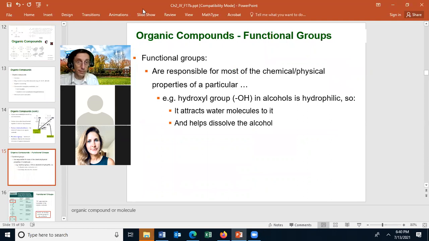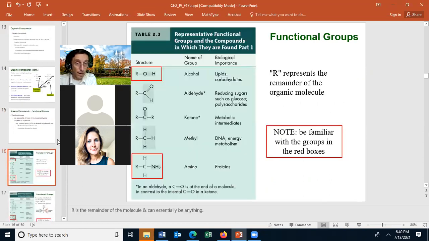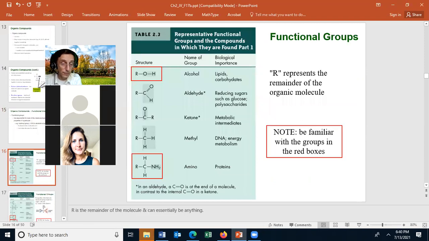The functional groups are responsible for most of the chemical and physical properties of a particular organic compound or molecule. I talked about that. Let's talk about the important functional groups in the biological molecules. OH we already talked about. That is seen in alcohols, but it's also found in carbohydrates, like glucose has an OH group, and it's also found in lipids.